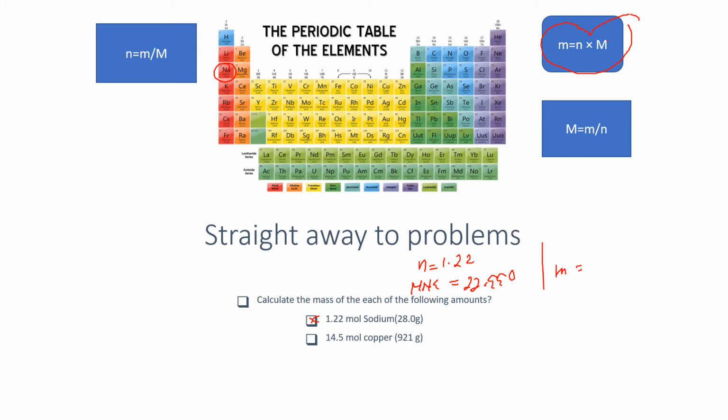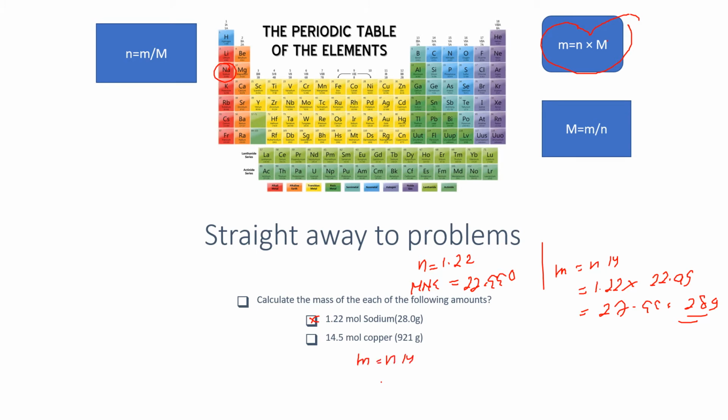Now we have to get simple m. Simple m equals simple n times capital M. Simple n is 1.22, capital M is 22.99. So into the calculator, 1.22 times 22.99 comes to 27.99, which equals 28 grams.